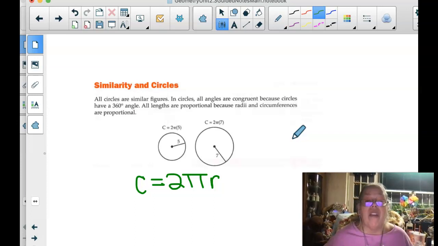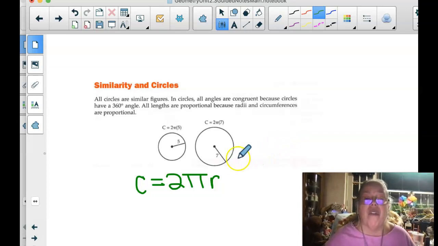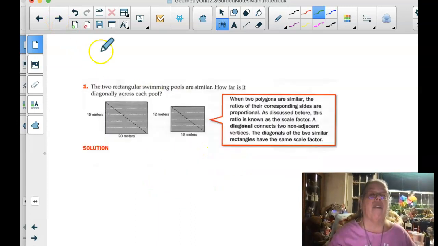All right, so notice every single circle in the universe, the circumference is going to be 2 pi times the radius. Okay, so if I divided the circumference by 2 pi, I'd have the radius. Every single one, they're all similar. Okay, and the angles, obviously there are really no angles. It's a 360-degree angle that's congruent to itself, yes?